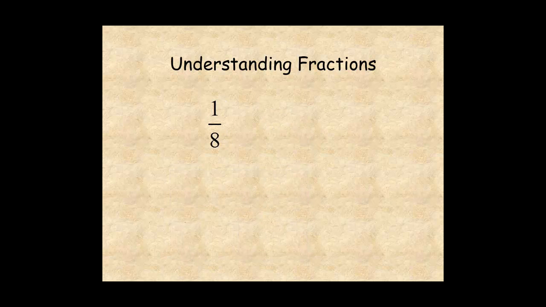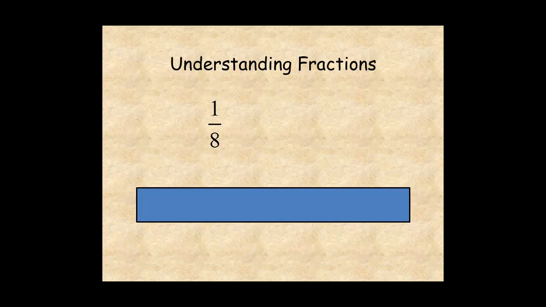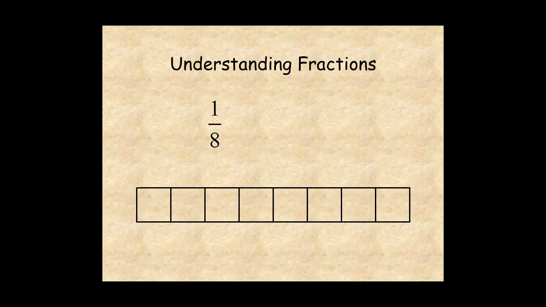Here's one whole unit, divided into 8 equal parts. So each part is 1/8. If you divide the unit in half, with 4 parts on each side, you can see 4/8 is equal to 1/2. When two different fractions have the same value, they're called equivalent fractions.